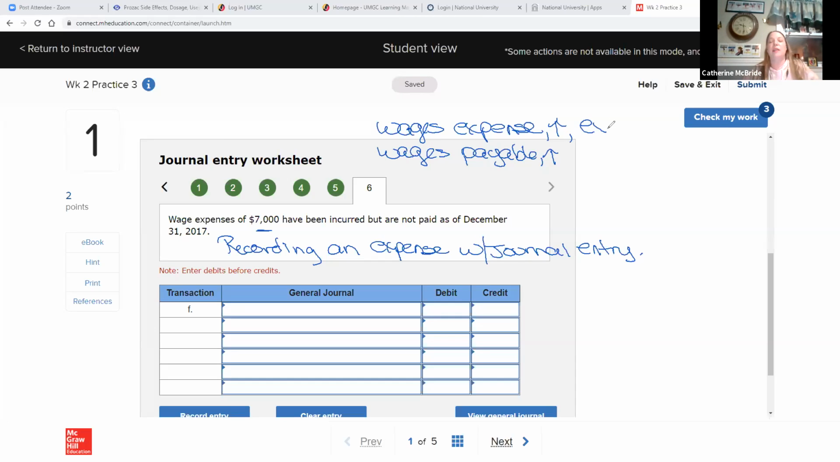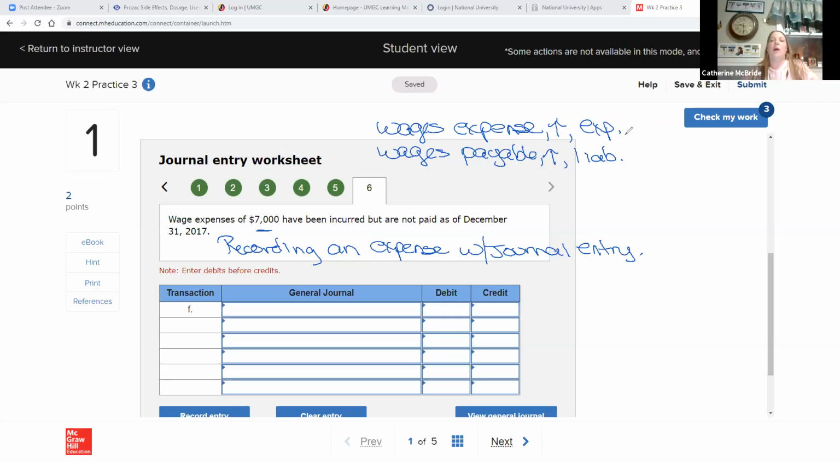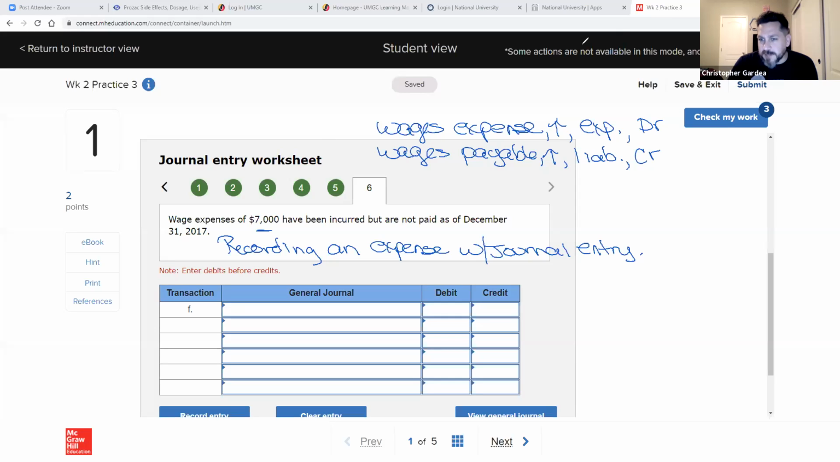What type of account is wages payable? Liability. Yep. So if I increase an expense, do I debit it or credit it? Debit. If I increase a liability, do I debit it or credit it? Credit. So I'm going to debit wages. That's how you get around, because it's a single-sided entry of the accounting equation, because it doesn't affect the actual balance.